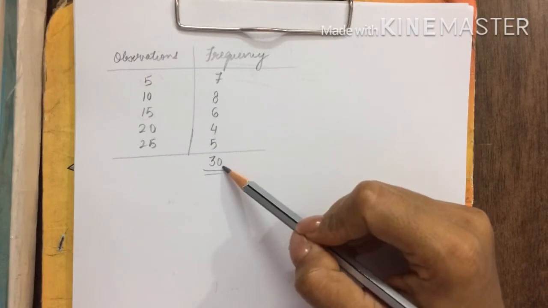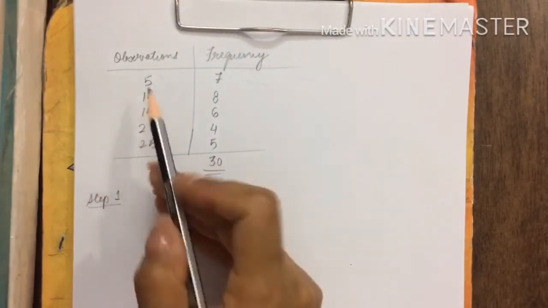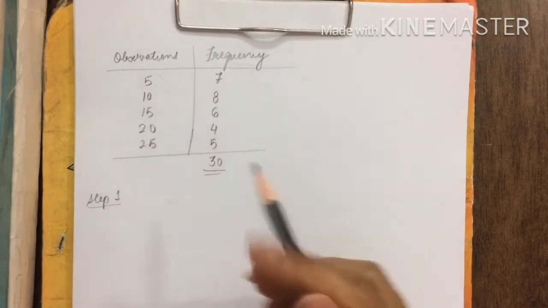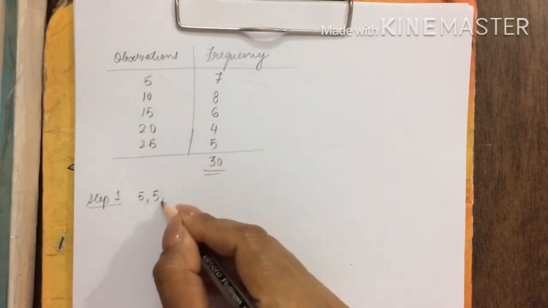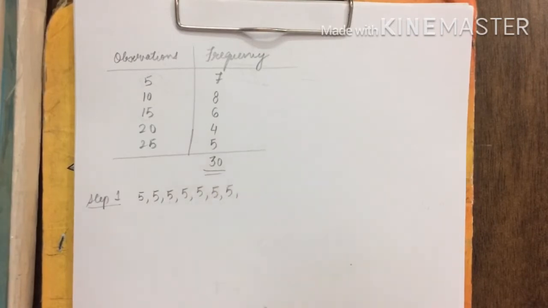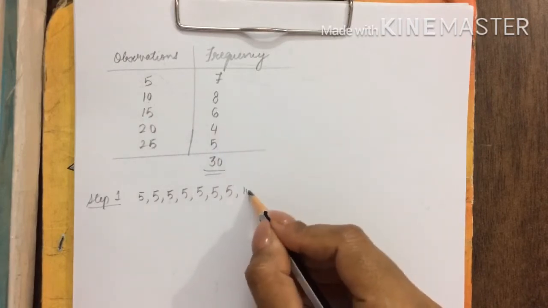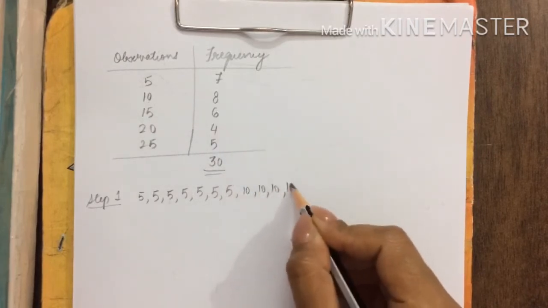So my first step is to arrange the observations in order, either in ascending order or in descending order. So if I put this data in ascending form, it would look somewhat like this. Since 5 is appearing 7 times in the data, while making my list, I would have to write down 5 7 times. The next value that I have is 10, which is appearing 8 times. So I would be listing 10 8 times.